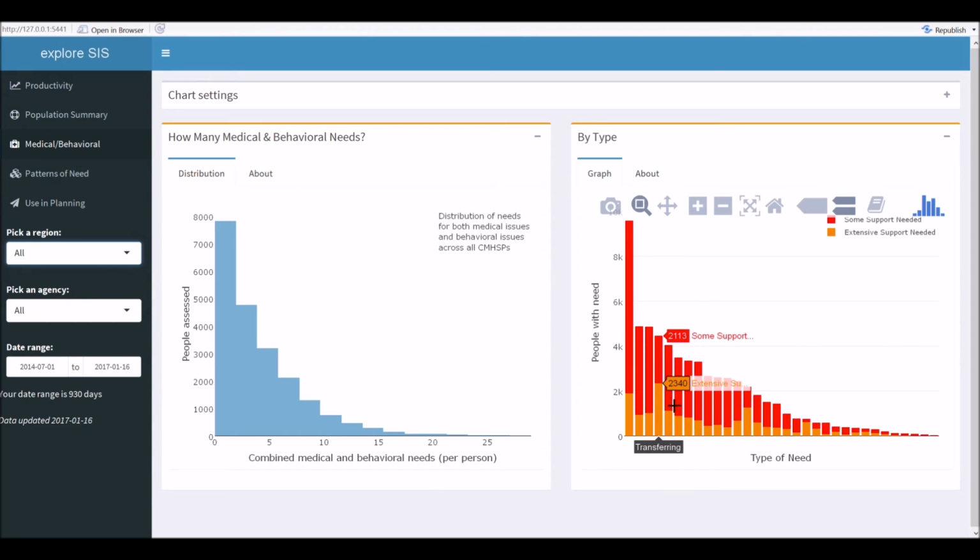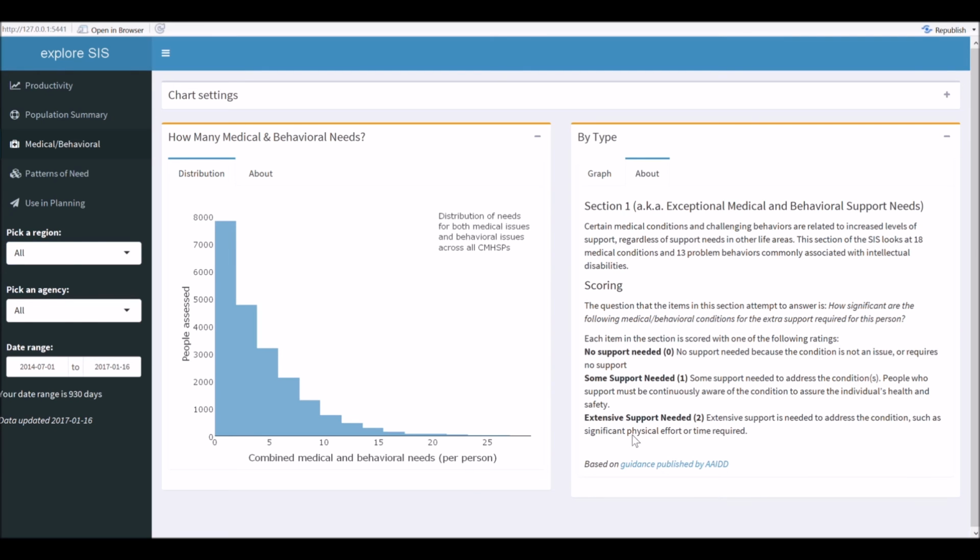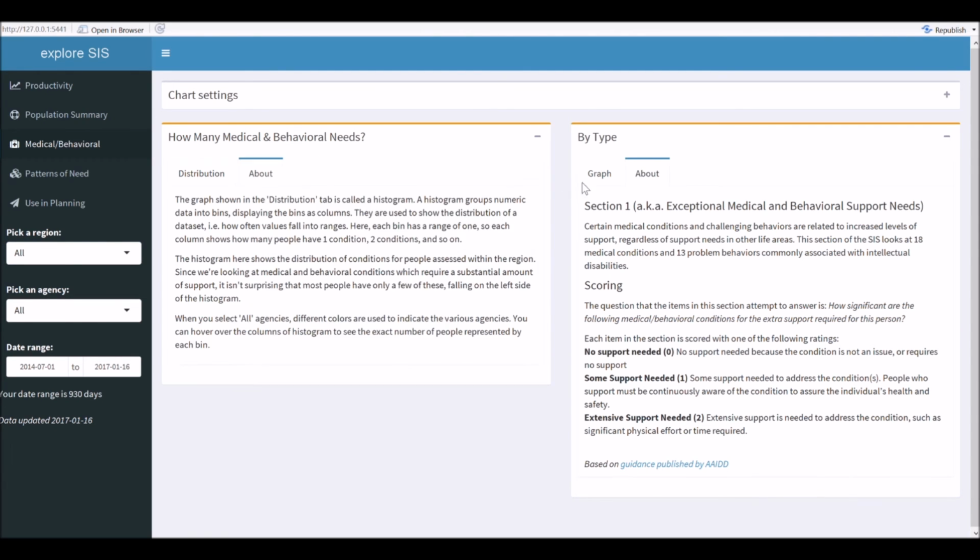And then we can move on down the line and look at any specific area. So here, transferring, which is a medical need, we can see the level of support there as well. These are the two levels of support for transferring and the number of people in the population who have that need. So like I said, this section is actually pretty simple and straightforward. If you do have questions, feel free to click on these About tabs and look at the detail provided there. And we will move on to our next section.